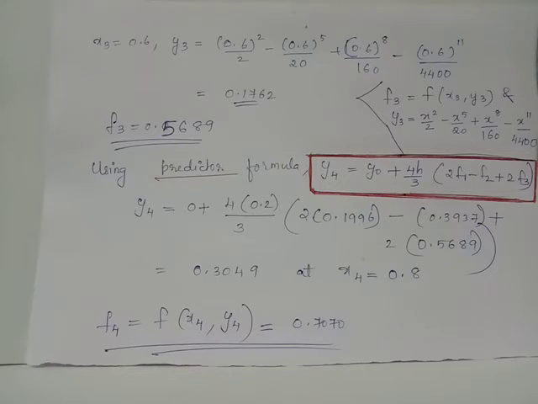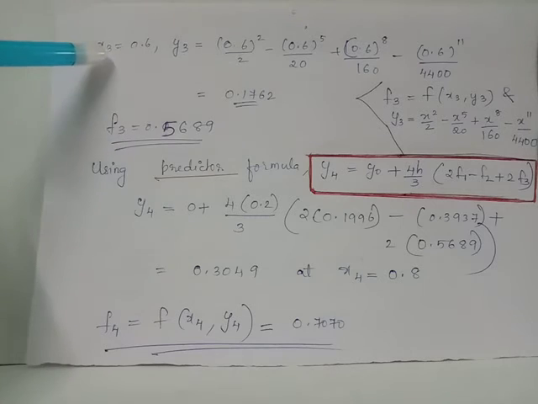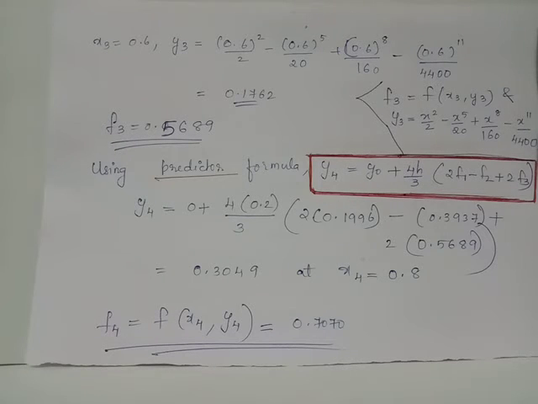This value of y4 corresponds to x equals x4. We have x4 equals 0.8, which is at 0.2 distance, or at step size 0.2 distance, from x3 equals 0.6. Since we have now found y4 using the predictor formula, we can now find f4, that is the function's value at x4, y4. We will give x equals 0.8 and y equals 0.3049 in the expression of f of x, y. Thus we have f4 equals 0.7070.